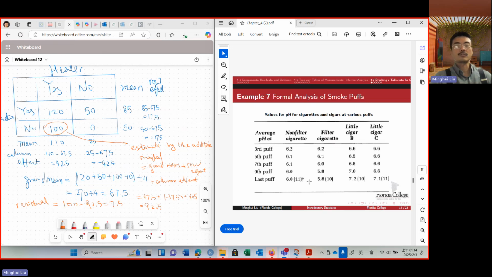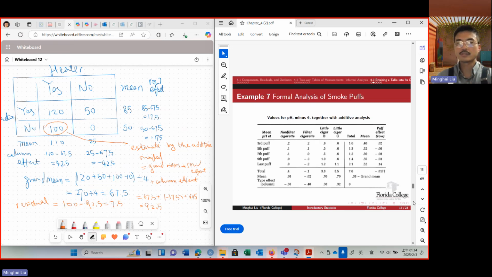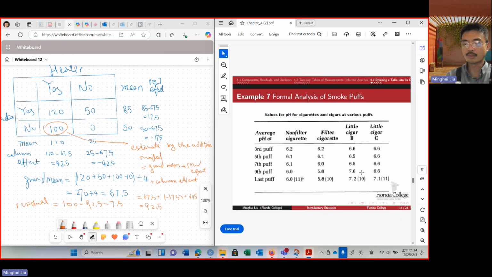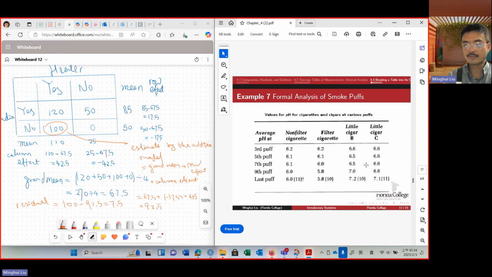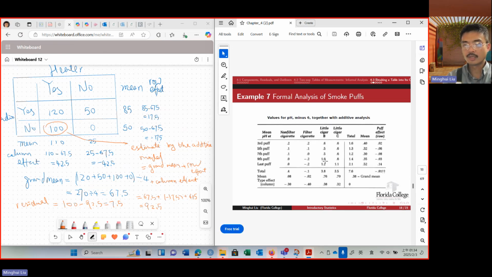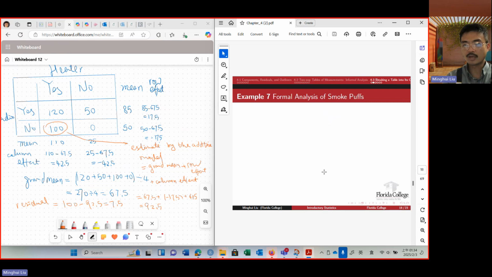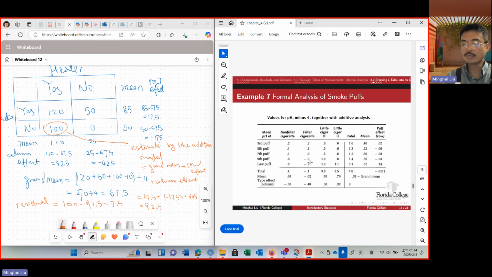However, what we can do is just subtract every number by 6. So what we're going to do is make the data set have some smaller numbers. So instead of 6.2 as the first number, we're going to have 0.2. For example, instead of 7, we're going to have 1. Instead of 5.8, we have negative 0.2. This is because 5.8 minus 6 is negative 0.2.